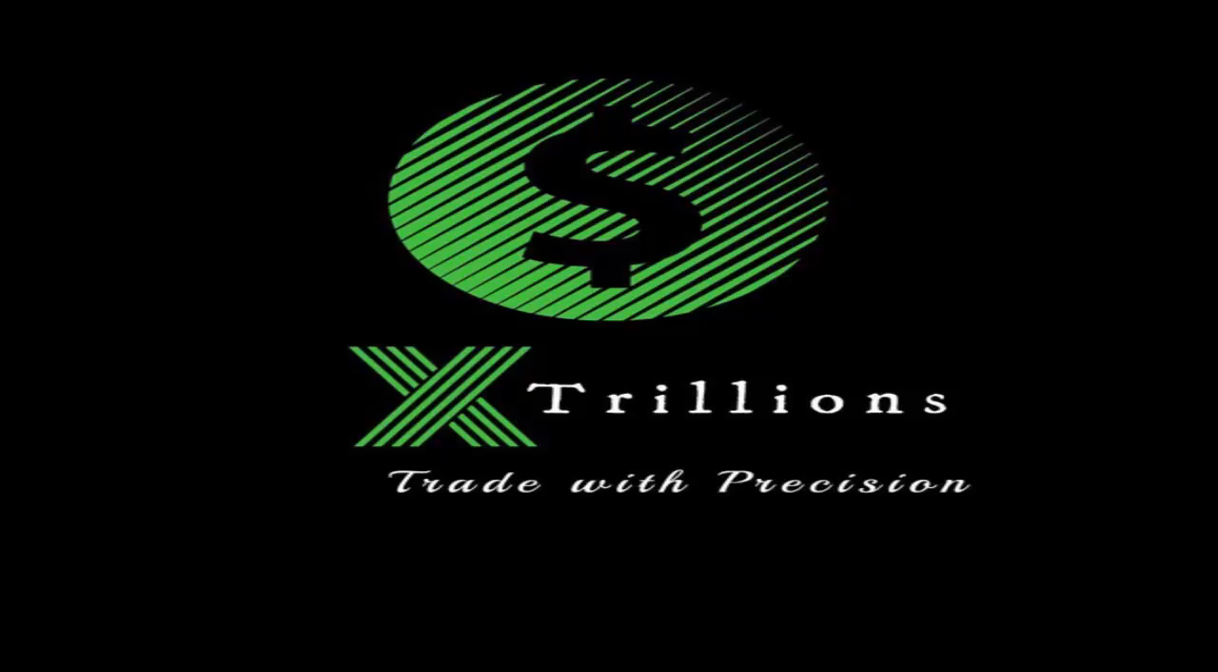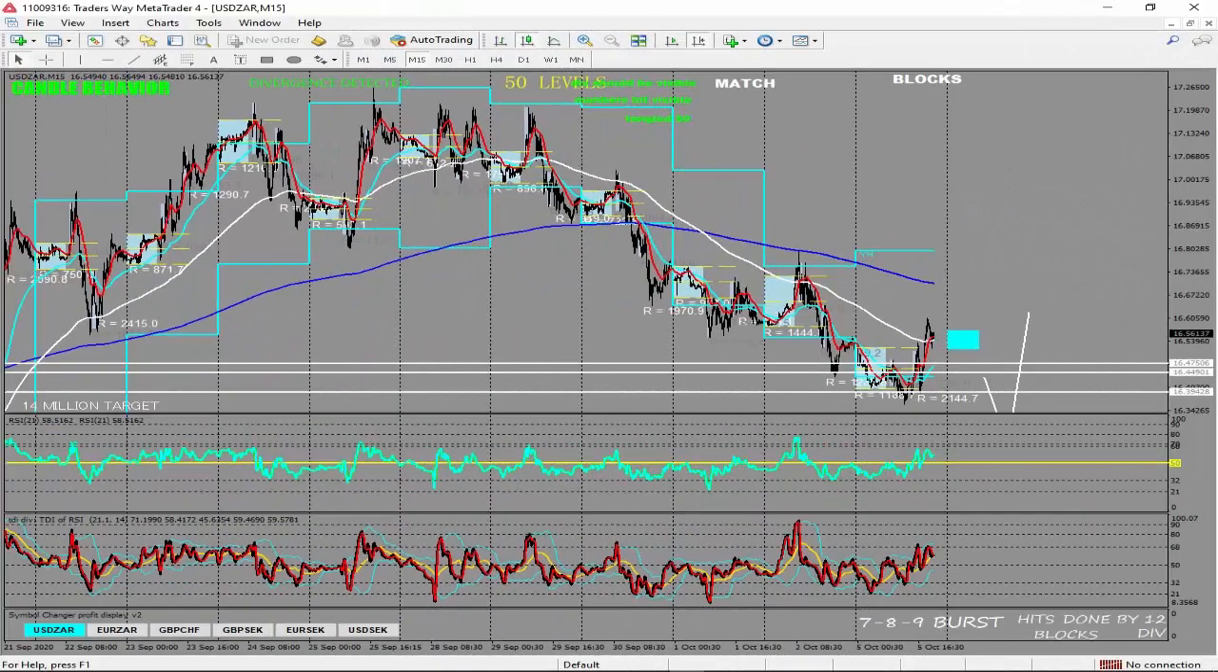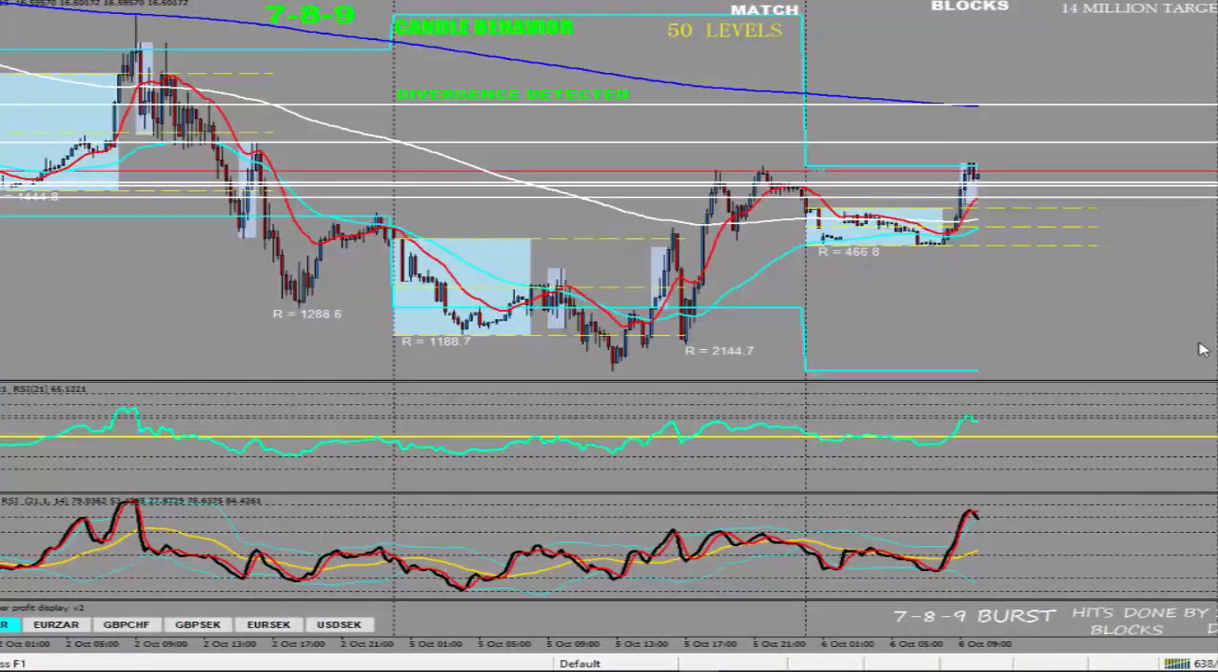Today we're going to go through this trade we took on USD ZAR on the 6th of September 2020. So that was our original analysis, guys. And it is key that we always look left to be right. So what happened to the left?